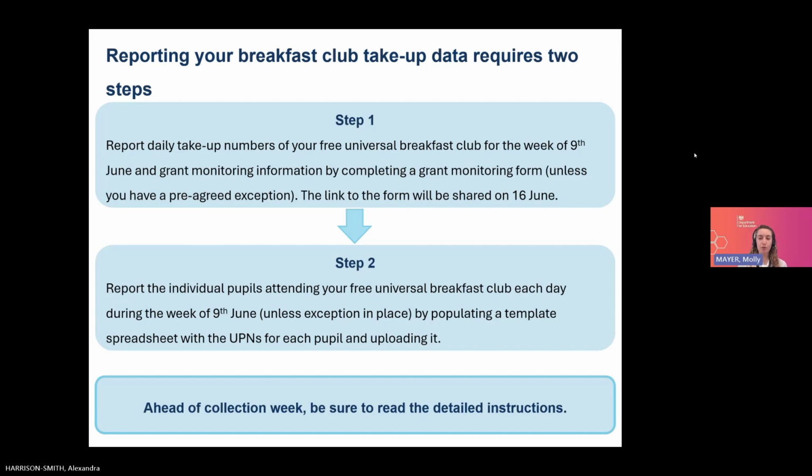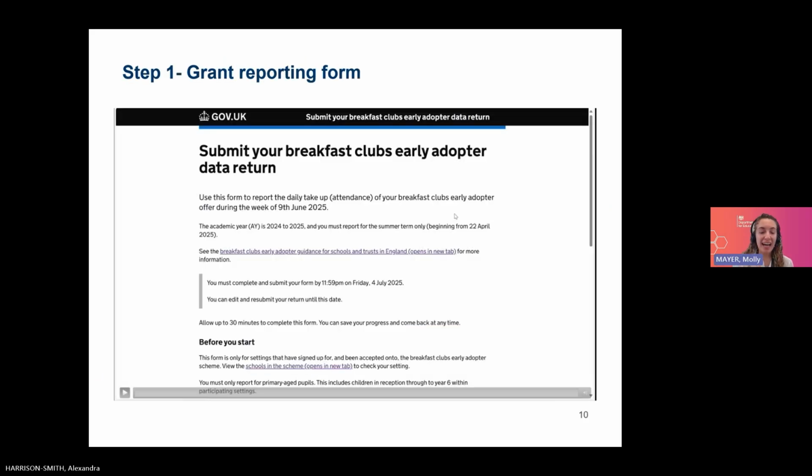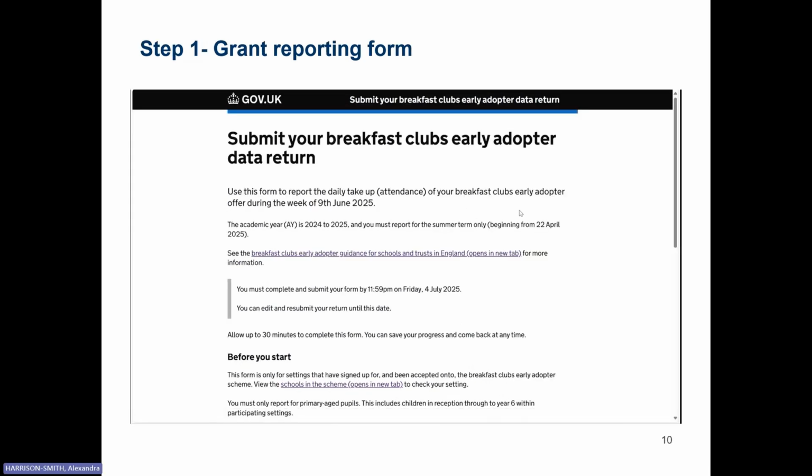So now we're going to watch the demo of how to complete the grant reporting form. Data return during the reporting week. So we're asking schools to submit this form, which contains the number of pupils who attended your free breakfast club across week commencing the 9th of June, unless you've got an agreed different week to report for, as well as answering some questions relating to compliance with the grant conditions.